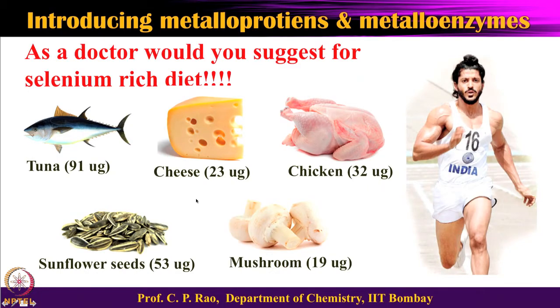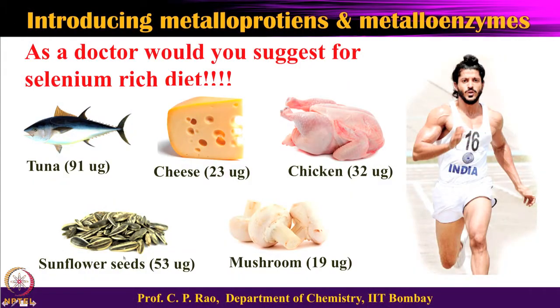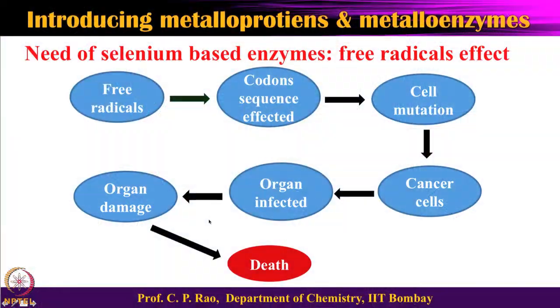Therefore, selenium is an important micronutrient and it can be obtained from various foodstuffs like tuna fish, cheese, chicken, mushrooms, sunflower seed, etc. Many of these things have good levels of selenium. So, by eating these, you will be able to get the selenium.